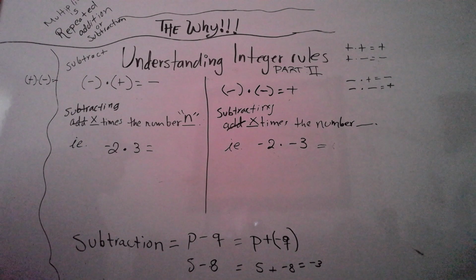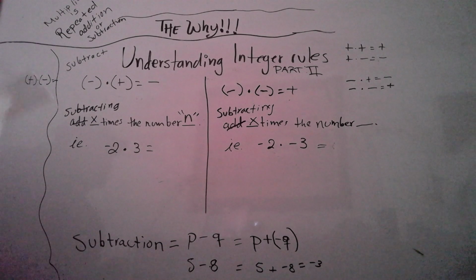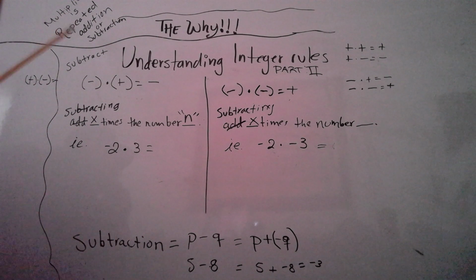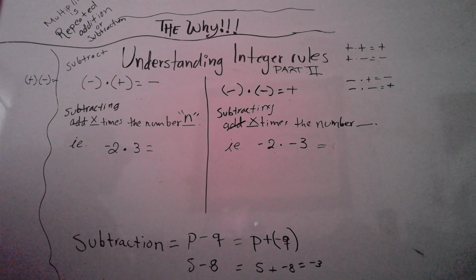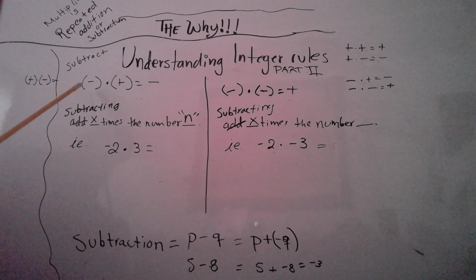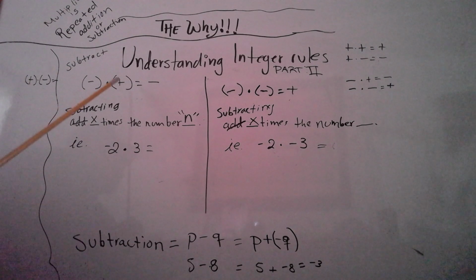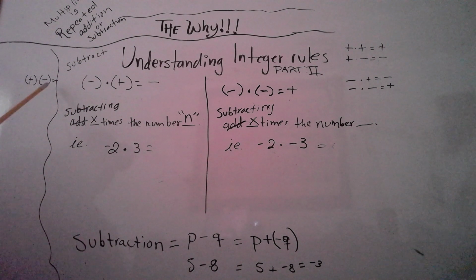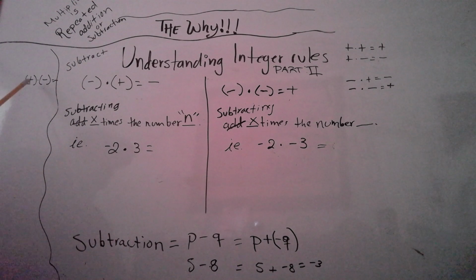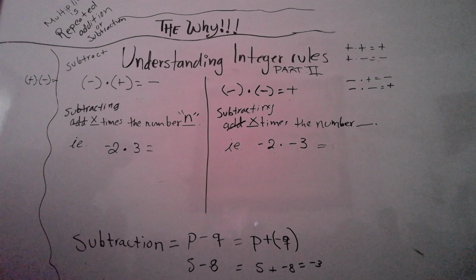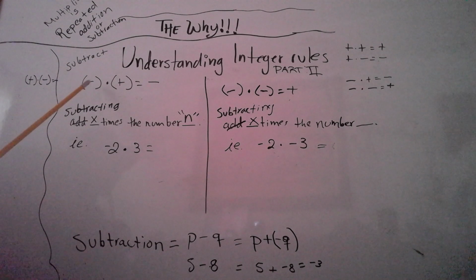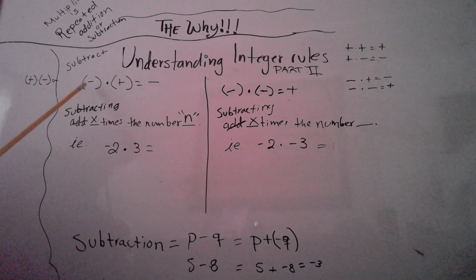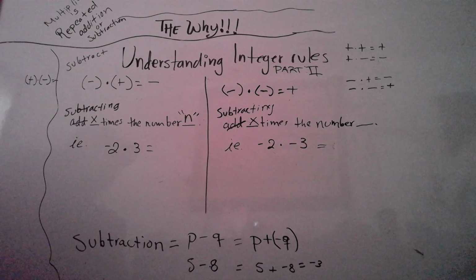Okay, let's continue with this. Remember that multiplication is repeated addition, but it could also be repeated subtraction, as we are going to see now with this example of a negative times a positive. Remember that when you multiply a positive times a negative, you're adding multiple times a negative number. In this case, you're going to be subtracting multiple times a positive number.